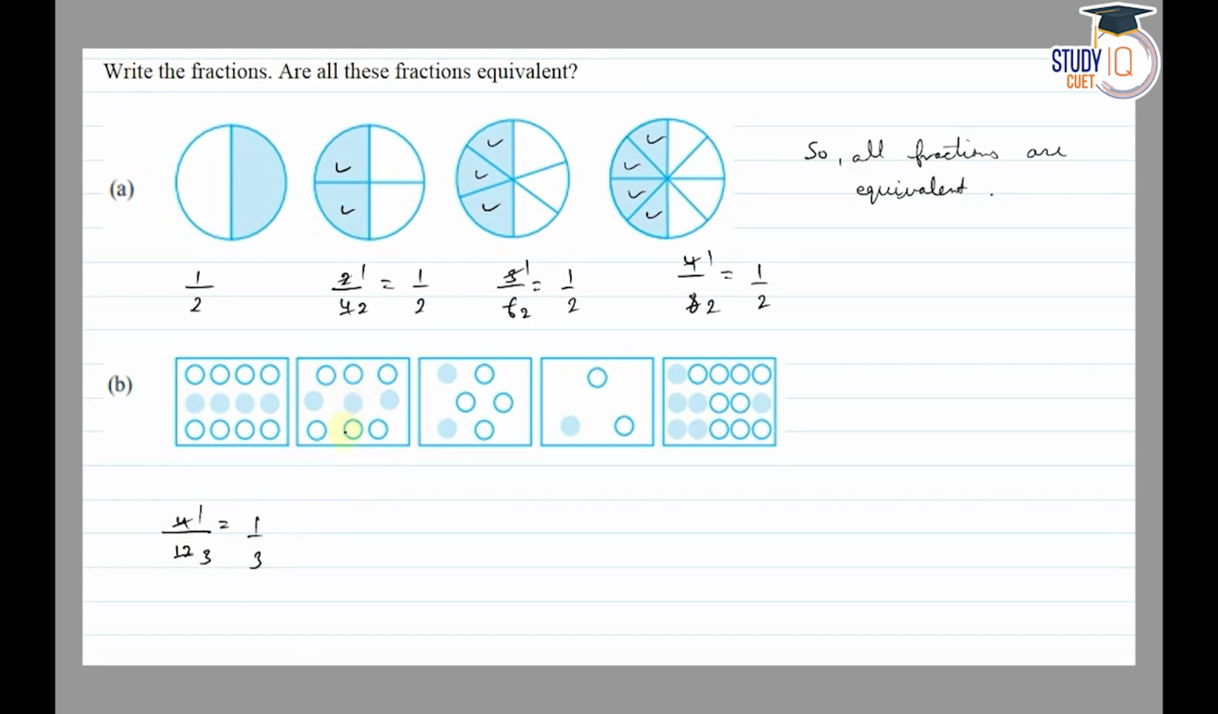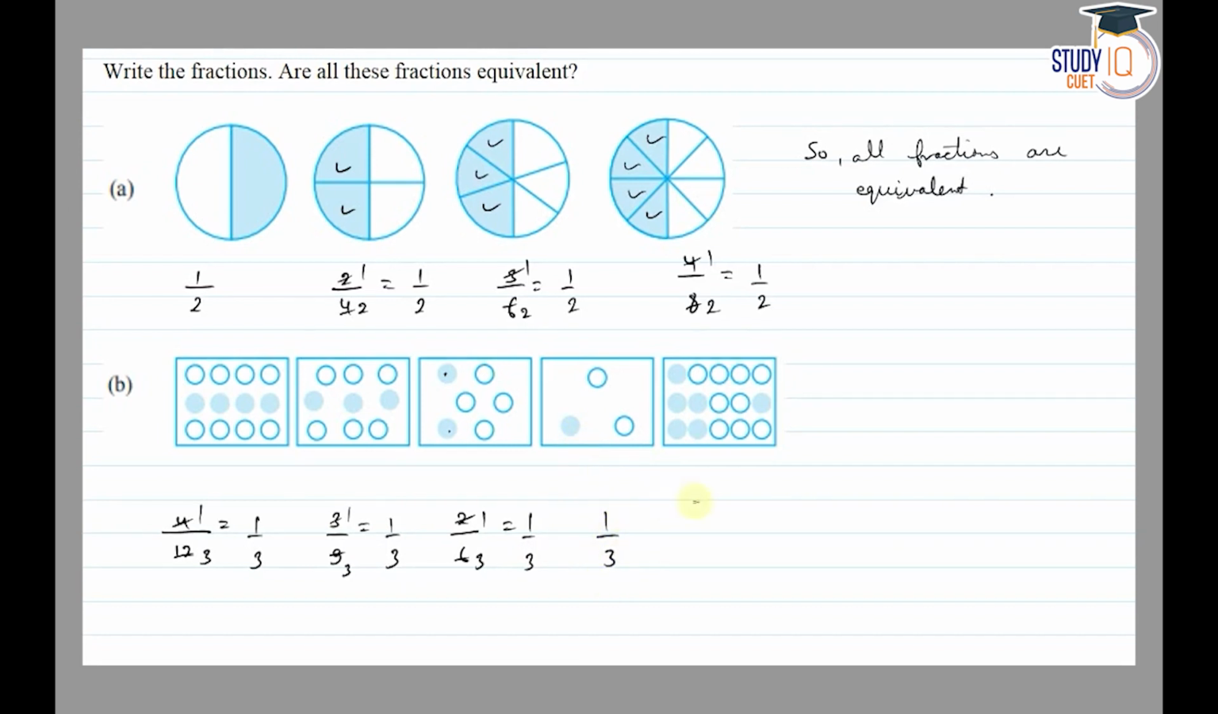In this, total 9 parts and 3 parts are shaded. So by simplifying, 3 1s are 3, 3 3s are 9. So, 1 by 3. In this, 1, 2, 3, 4, 5, 6, total 6 parts and 2 are shaded. Simplify this, 2 1s are 2, 2 3s are 6, 1 by 3. Here, total 3 parts and 1 is shaded.